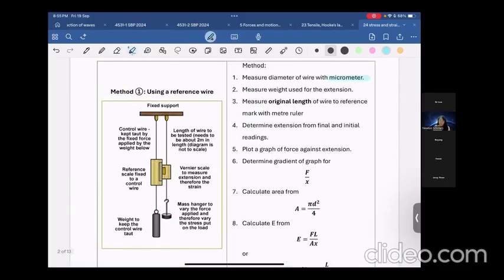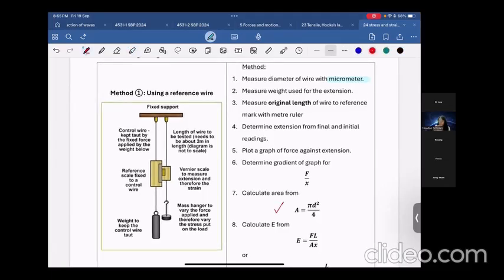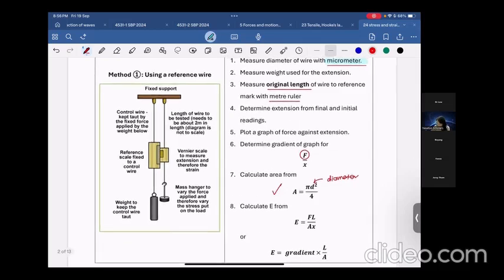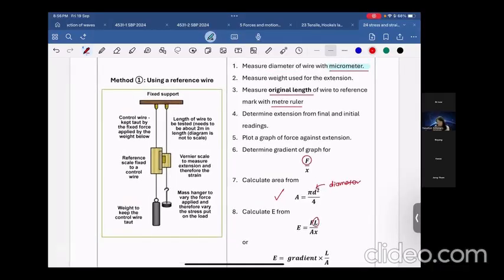Okay, like dear. First you have to mention what you measure. You measure the diameter, because later on we are going to calculate the area. You use a micrometer screw gauge. Measure the weight. What is your load? Because we need to know the force. Measure the original length. You use a meter rule. This is the original length at the end here, so we have to measure this.